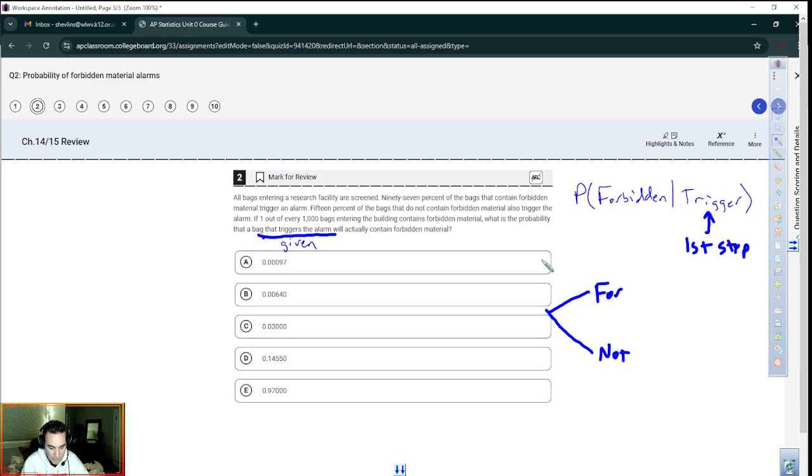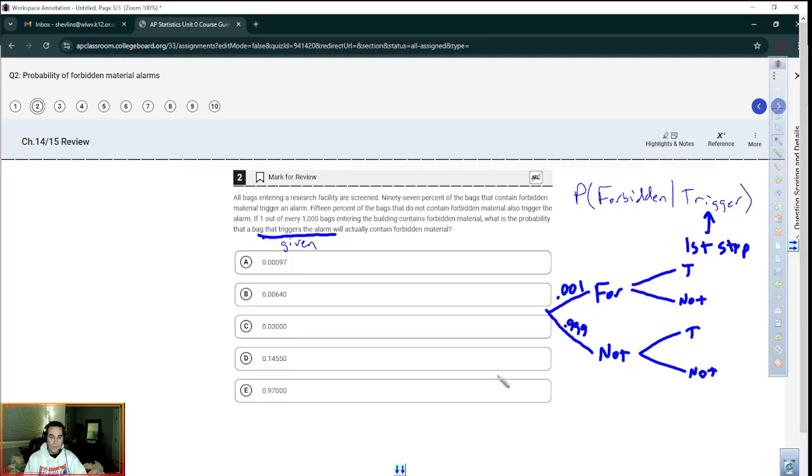So what percent? They said 1 out of every 1,000 has forbidden material. So 1 out of every 1,000 is your 0.001. Okay, I should have known that without a calculator, but oh well. And then the opposite of that is 0.999. So this branch is 0.999. Second level, you either trigger or you don't. T is going to be my trigger. Trigger the alarm or you don't.